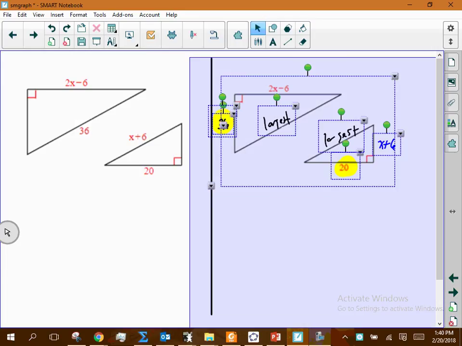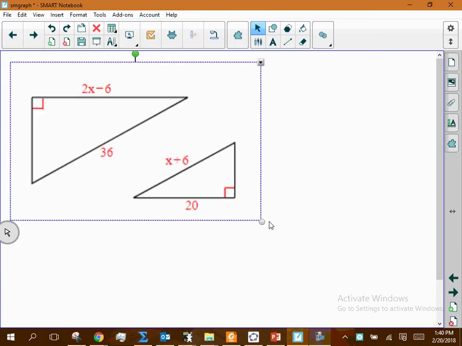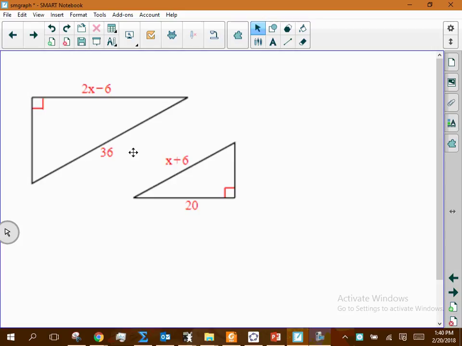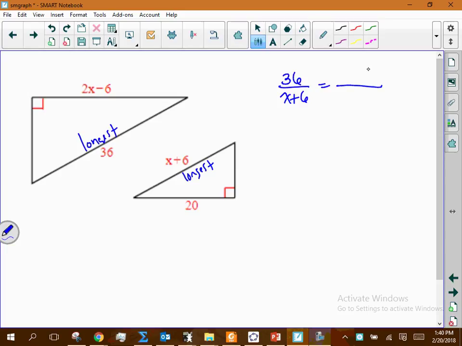The fact that they put the 36 and the x plus 6 in the actual problem as the hypotenuses, now you know, because in any right triangle that is the longest side, and that is the longest side, respectively. So now you know 36 should compare to x plus 6, right? And now the 2x minus 6 would compare to what? You've already used that. The only thing left is it's got to be 20, logically, right? Does that make sense to everyone?